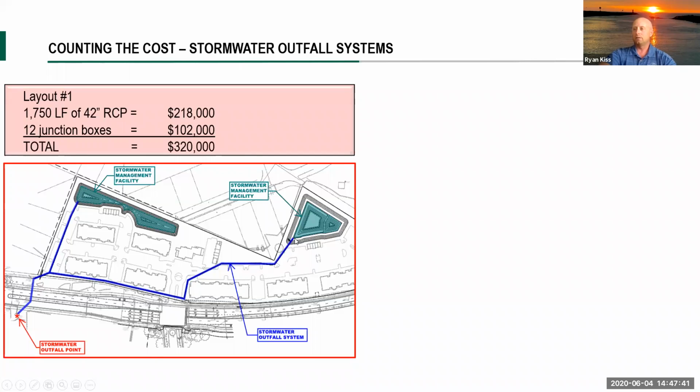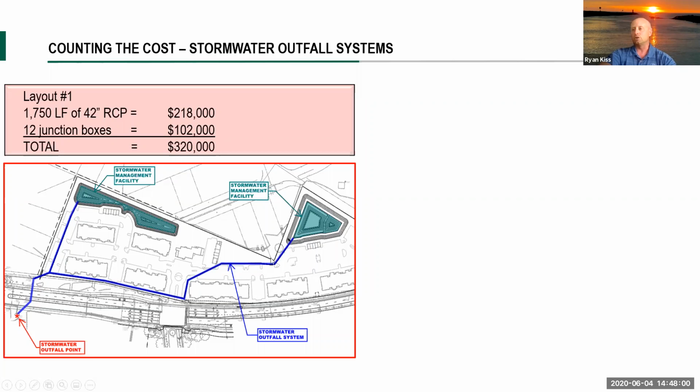Based on the design of the facilities, and this is something we wouldn't know up front until we start doing some design work, the outfall pipe itself needed to be very, very large. It was going to be a 42-inch pipe running through the site. So the pipe system alone was going to run about $218,000.